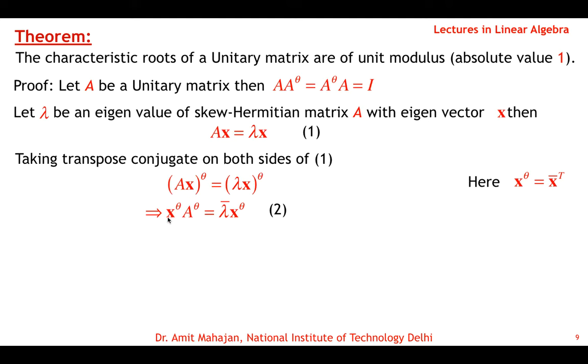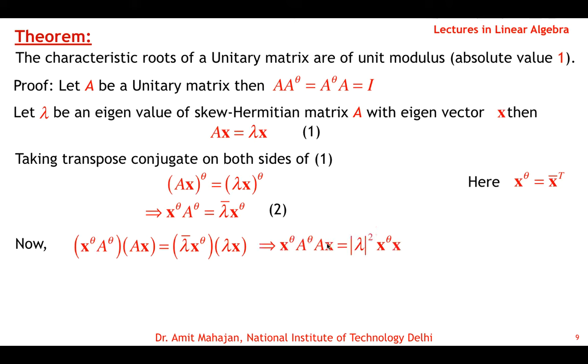Now if I calculate this product x theta A theta multiplied with Ax, then the right hand sides will also be multiplied. So if I multiply the left hand side of 2 with the left hand side of 1, it will be the right hand side of 2 multiplied with the right hand side of 1. Now it is easy to see that lambda conjugate times lambda is modulus of lambda square times x theta x, and on this side x theta Ax, and A theta A is identity, so it will become x theta x. So x theta x equals modulus lambda square x theta x.